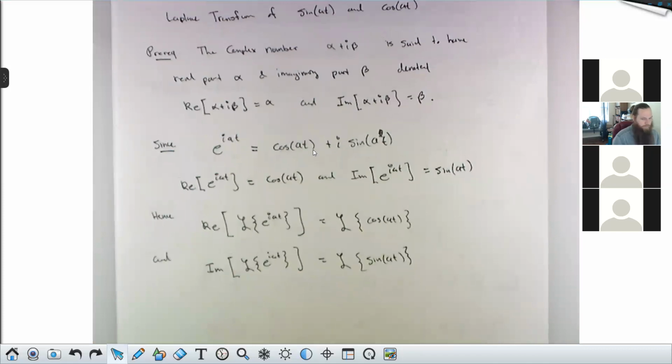All right, we all okay with the roadmap here, the plan? Any questions about what it is I'm saying when I talk about the real and imaginary part? Why sine and cosine are the real and imaginary parts of e to the iat?